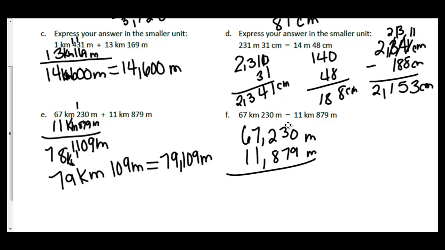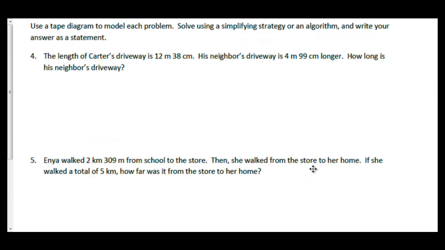I cannot subtract here, so I'm going to decompose. I cannot subtract here, so I'm going to decompose. I cannot subtract here, so I'm going to decompose. I can subtract everywhere else. Okay, so that's 1, 5, 3, 5, 5. So I've got 55,351 meters. All right, moving right along.